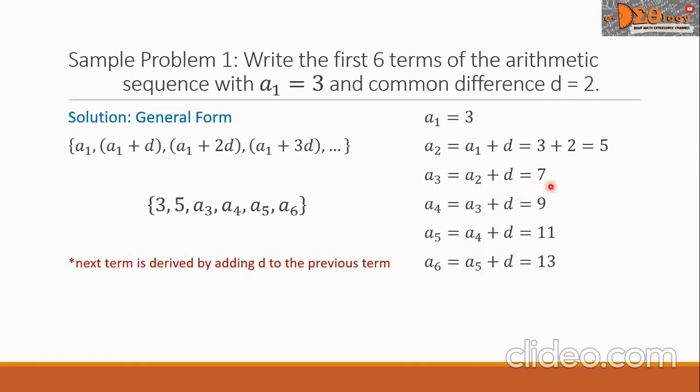So we have this a sub 3, the 5, which is a sub 2 plus d, is equal to 7. And for a sub 4, that is 7 plus 2, which is 9. A sub 5 is 9 plus 2, which is 11. A sub 6 is 11 plus 2 and equals 13. So these 4 values we will substitute in our sequence here. So the first 6 terms of the arithmetic sequence are 3, 5, 7, 9, 11, and 13. This is our final answer.